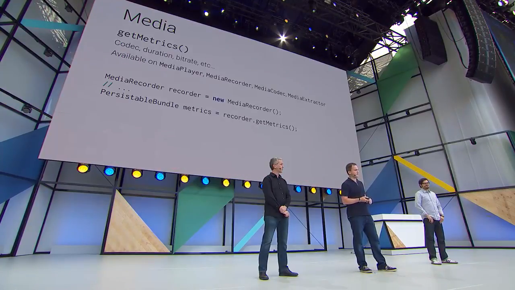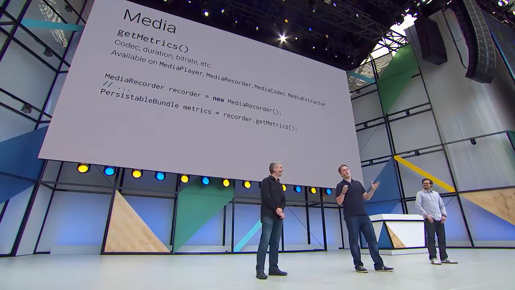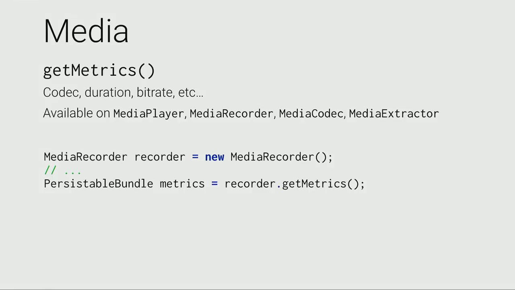Next, media. We have a lot of very useful classes in our media package. We have the media player, the media recorder, the extractor, and the codec. And we added a new getMetrics API on every one of those classes. It helps you query information about the media that you're dealing with. So you can query the resolution, the codec, the bitrate, the duration, this kind of data. It's super easy to use. Just call getMetrics on one of those objects. You get a persistable bundle, and you can look up the documentation on developer.android.com to know what kind of queries are available.